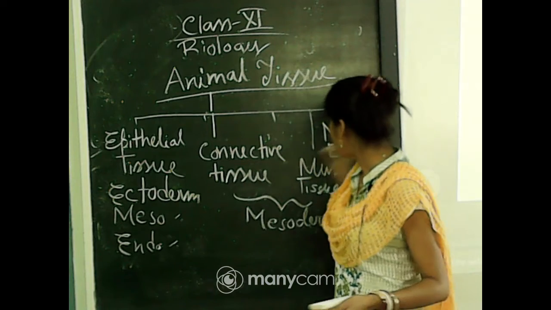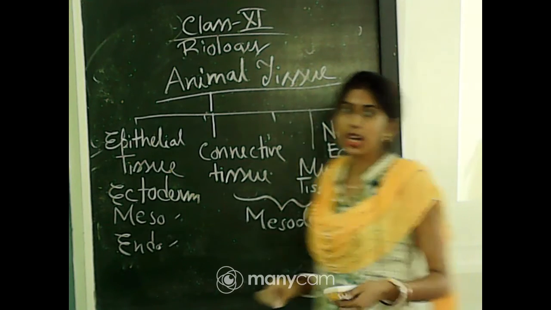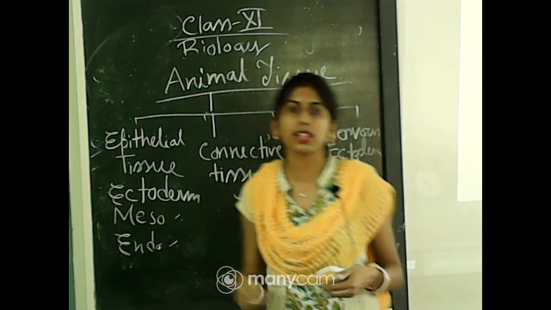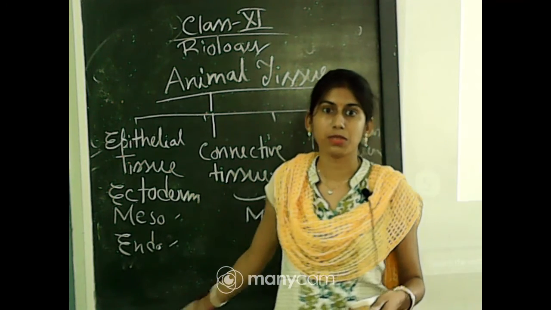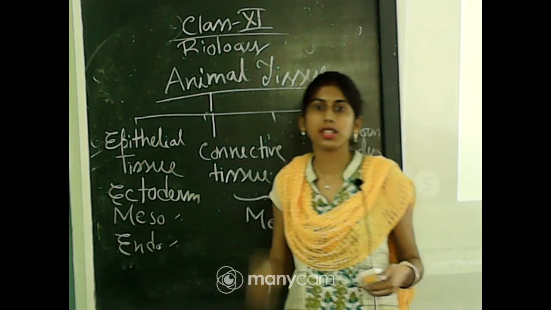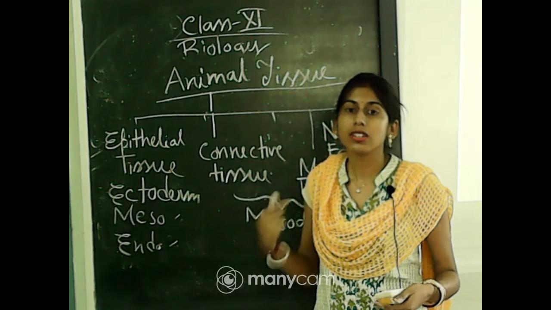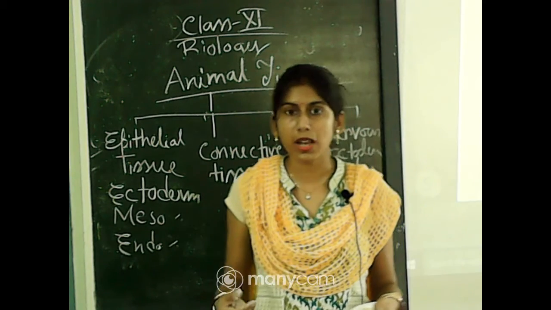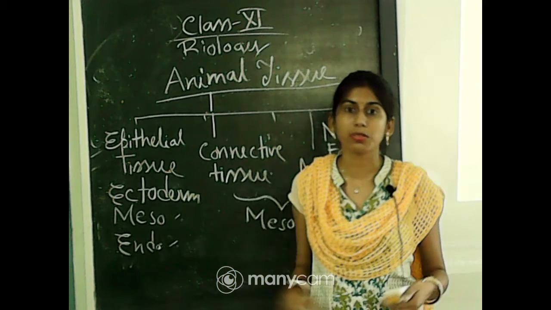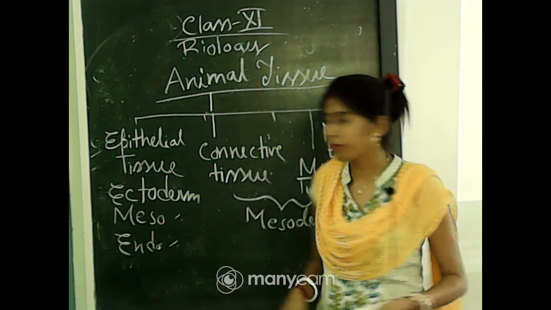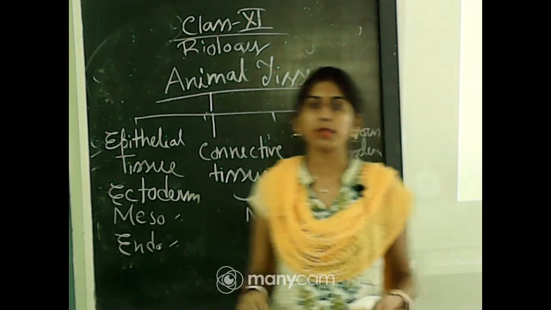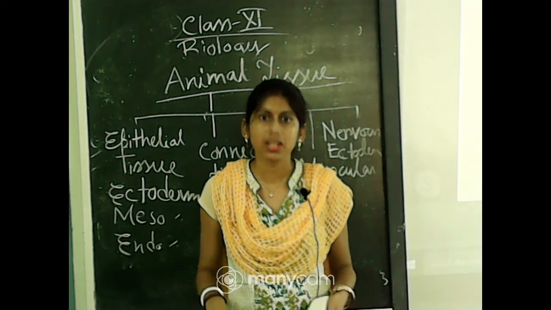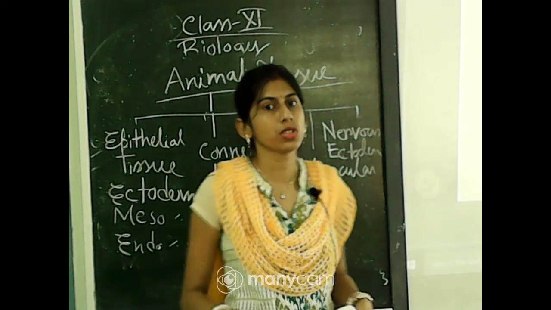Next is connective tissue. Connective tissue provides connection. It is a connector, that is why its name is connective tissue, and it also helps in providing strength. It also acts as the fluid medium of our body, which helps in transportation. And next one is muscular tissue. Muscular tissue helps in locomotion and movement.